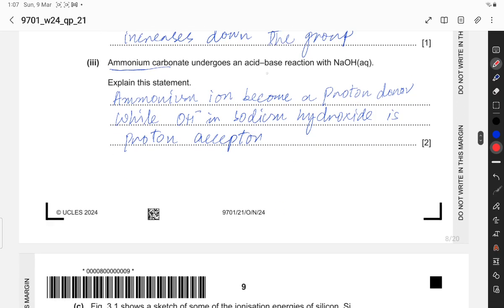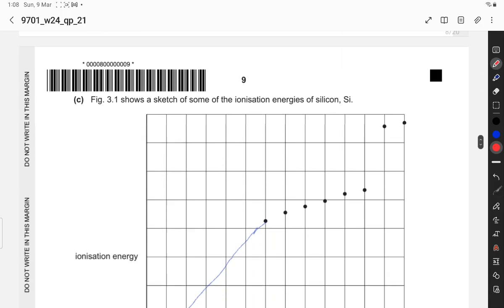Ammonium carbonate undergoes acid-base reaction with sodium hydroxide. We know that all ammonium salts are acidic salts. So when ammonium carbonate reacts with sodium hydroxide, the ammonium ion becomes a proton donor, while the OH ion, hydroxide ion in sodium hydroxide, is a proton acceptor.